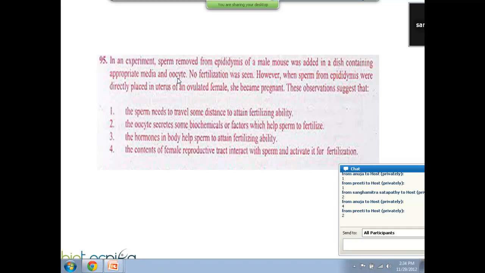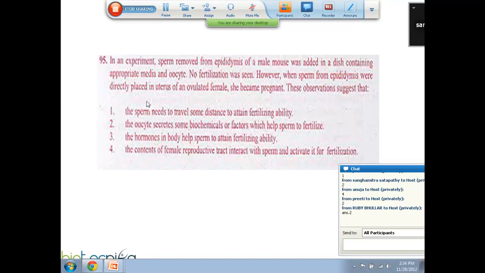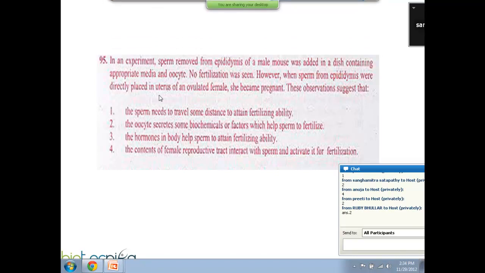So the question you asked was about in vitro fertilization, what they will do in vitro fertilization. This must be the first step, right? They must have added the sperm and then the ovum. No, nothing must have happened. But the sperm from the epididymis were directly placed in the uterus of the ovulated female, and that mouse became pregnant. So this observation suggests that capacitation should have happened, right?